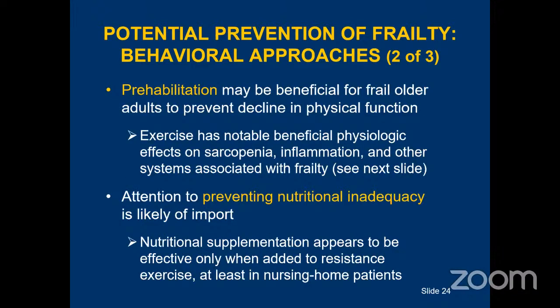Also, prehabilitation may be beneficial for frail older adults to prevent decline in physical function. Exercise has notably beneficial physiological effects on sarcopenia, inflammation, and other systems. As we said before, exercise is very important with these patients. And at the same time, we want to prevent nutritional inadequacy.